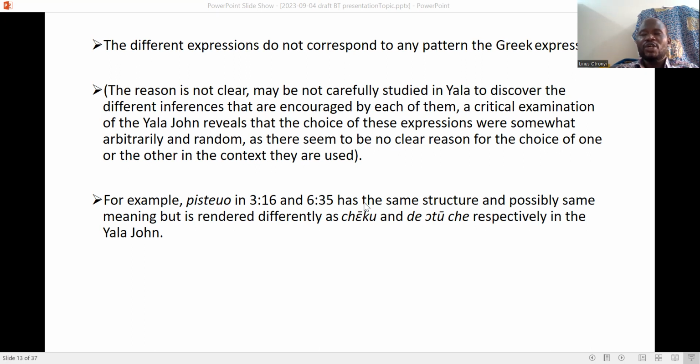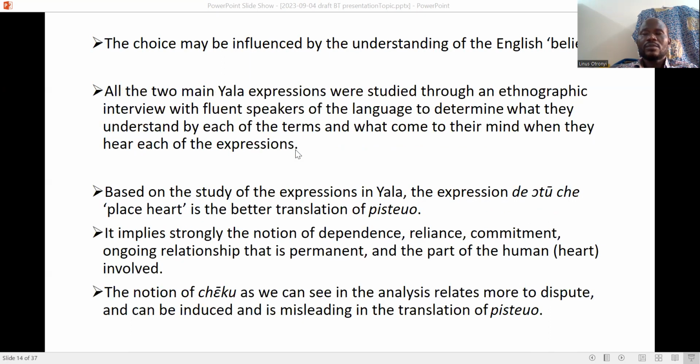A critical examination of the Yala John reveals that the choice of this expression was somewhat arbitrary and random, as there seemed to be no clear reason for the choice of one or the other in the context they are used. For example, pisteo in John 3:16 and John 6:35 has the same structure and possibly the same meaning, but it is rendered differently as cheku and dotuche, respectively, in Yala John. The choice may be influenced by the understanding of the English belief.